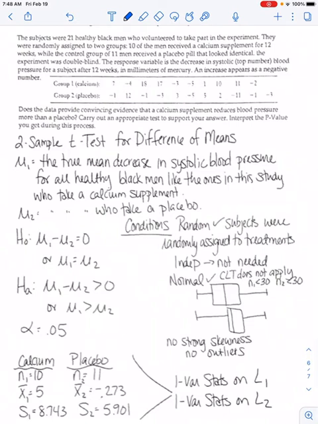Conditions, random. Yes, but not random sample, random assignment. The subjects were randomly assigned to the treatments. Therefore, the independent condition is not needed. Normal, CLT does not apply, so I type one of these into my L1 and the other one into my L2, and I do a box and whisker for each one individually. So you're going to go stat plot, go over to a box and whisker for L1, graph it, and then you're going to do the same thing, but switch it to L2 and graph it for both of them. No strong skewness, no outliers.